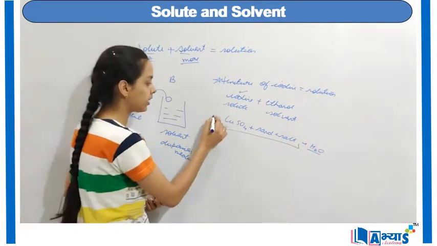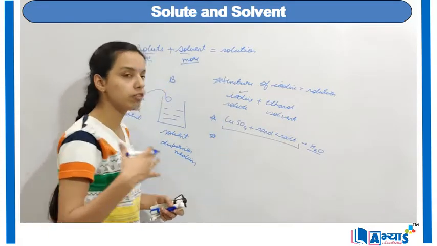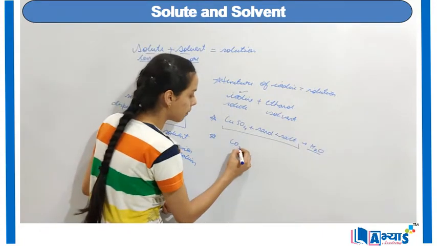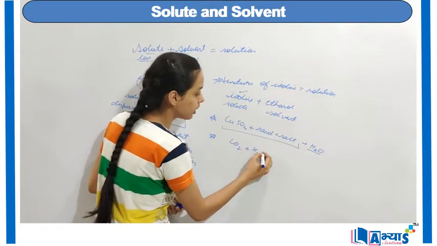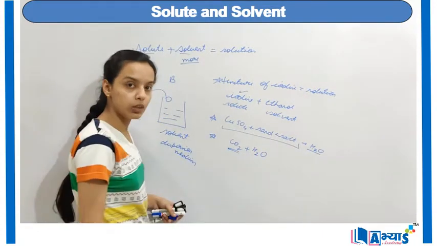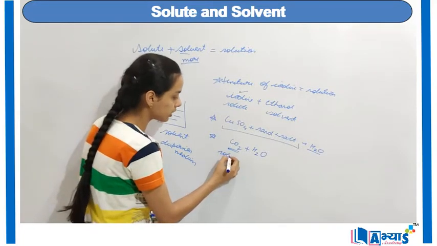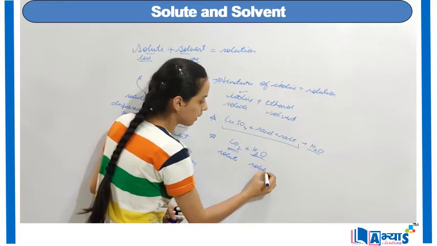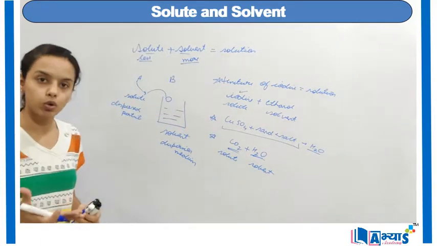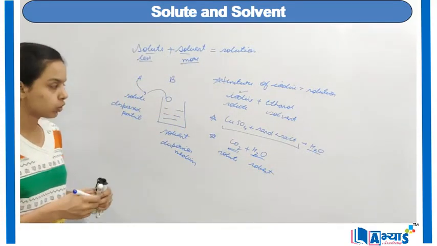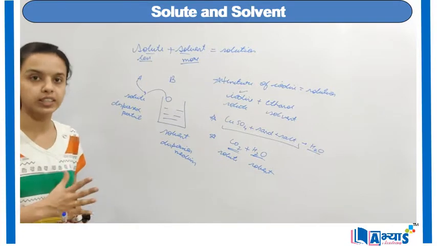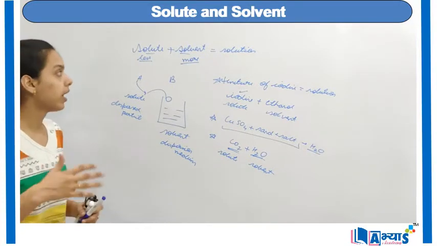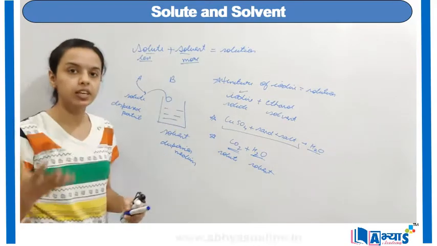Now if I take another example, that is the example of soda water or aerated cold drinks, in which I have carbon dioxide added to a liquid. In this, carbon dioxide is the gas and it is the solute, and the liquid, it is the water, it is the solvent, and the solution will be the cold drinks or the soft drinks. So solute is generally in the solid state, but it can be in liquid as well as in the gaseous state. And mostly solvent is found in the liquid state.